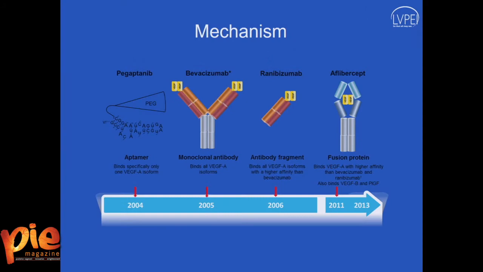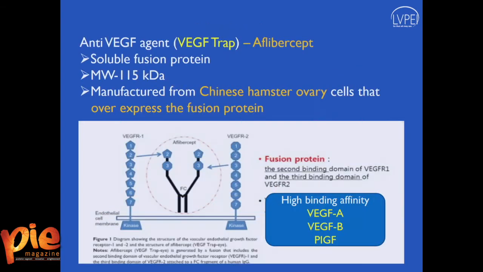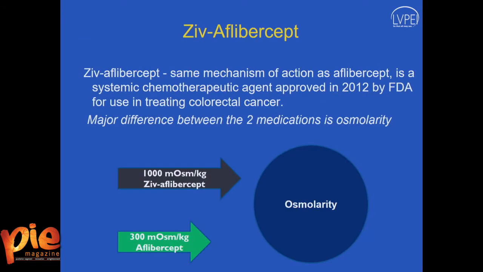I thank the organizers for giving me the opportunity to present on aflibercept and bevacizumab in retinal vein occlusion. I'll be focusing mainly on branch vein occlusion. We all know historically that we have 4 anti-VEGF agents available in general, starting from pegaptanib to aflibercept, but I'll be focusing on aflibercept and bevacizumab in my talk. So aflibercept is a fusion protein of VEGF-R1 and R2 receptors, and it has a strong binding affinity to VEGF-A, VEGF-B, and placental growth factor.